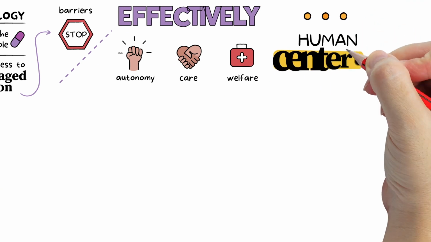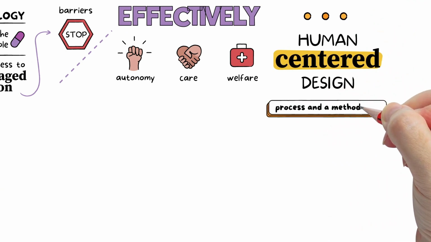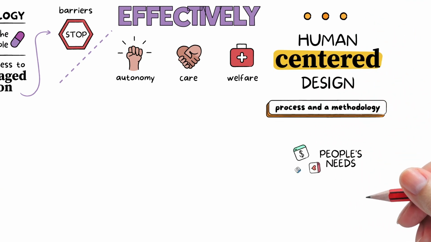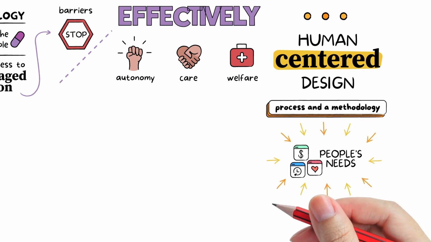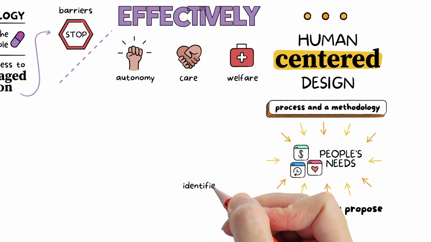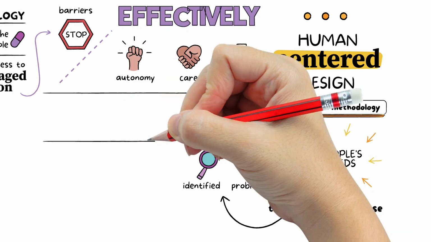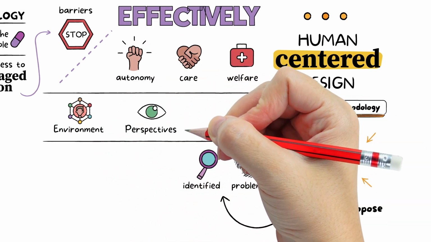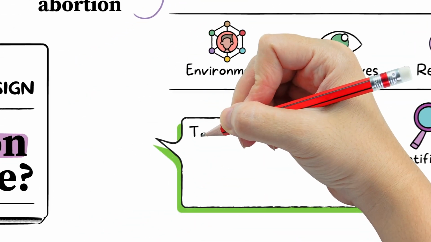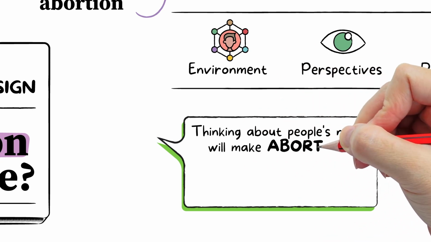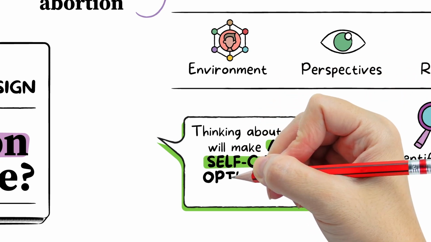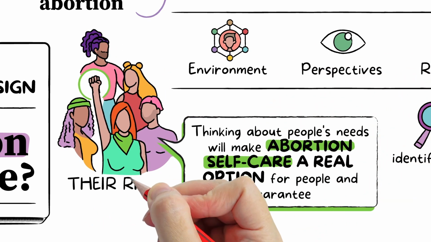So, human-centered design is a process and a methodology where people's needs are placed at the center, and therefore, the solution we propose to an identified problem will be more coherent with their environments, perspectives, and requirements. Thinking about people's needs will make abortion self-care a real option for people and guarantee their right to decide.